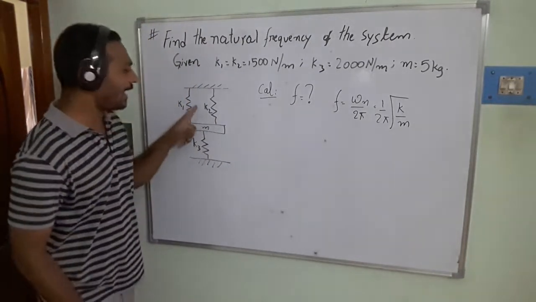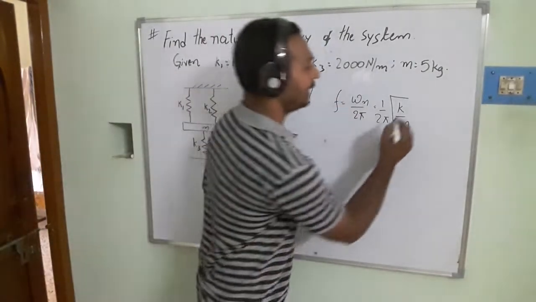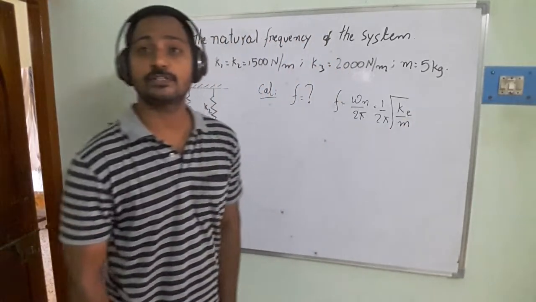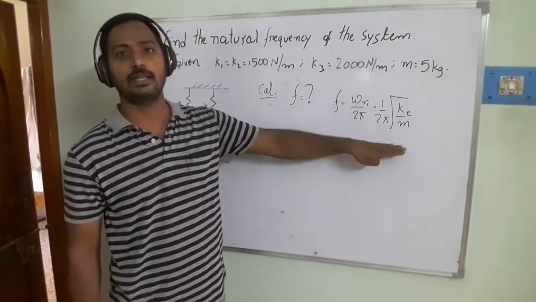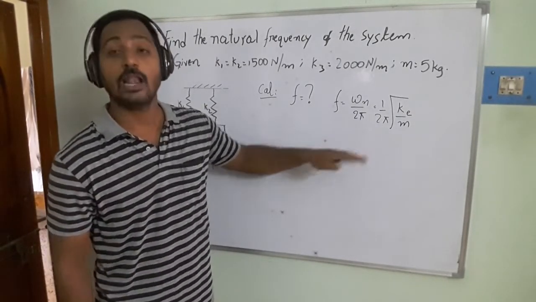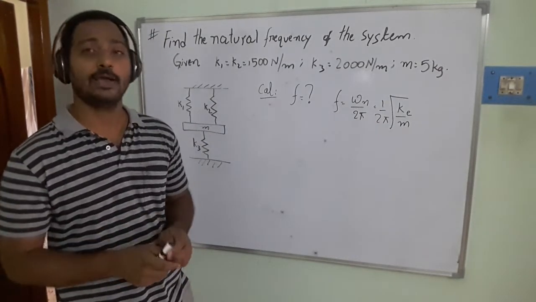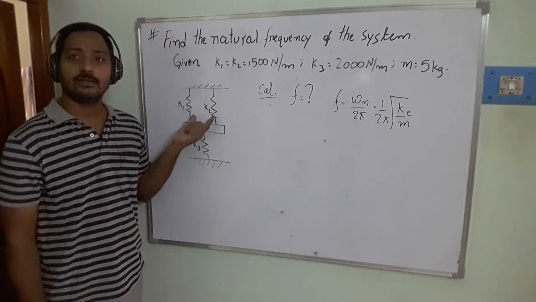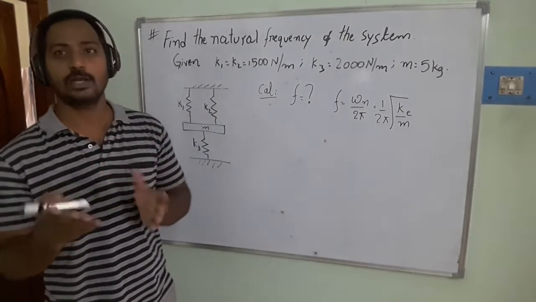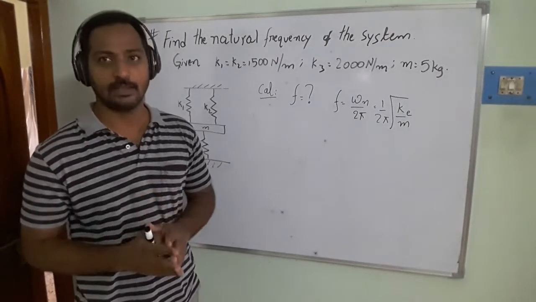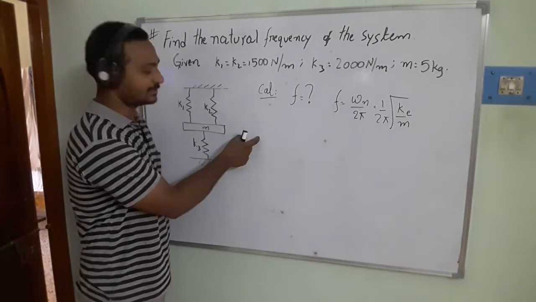But in this case, we have 3 springs. So what are we going to do? In this case, I am going to take the equivalent stiffness of the spring, that is the combination of all these 3. Then I am going to calculate the natural frequency of the system. So how can we calculate the equivalent stiffness of the spring? In the last classes, we have seen how to convert parallel springs and series connected springs into the equivalent stiffness of the spring. So first I am going to take this figure and convert it into the equivalent spring system.